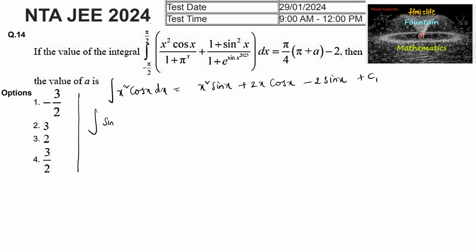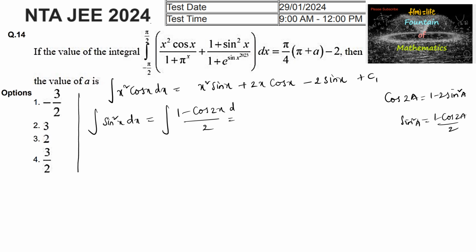And now let us find integral sin square x dx. We know that cos 2a is equal to 1 minus 2 sin square a. So we can write sin square a is equal to 1 minus cos 2a upon 2. So we can write integral of 1 minus cos 2x upon 2, which is equal to x upon 2 minus integration of cos is sin 2x upon 2 into 1 by 2 plus another constant c2.